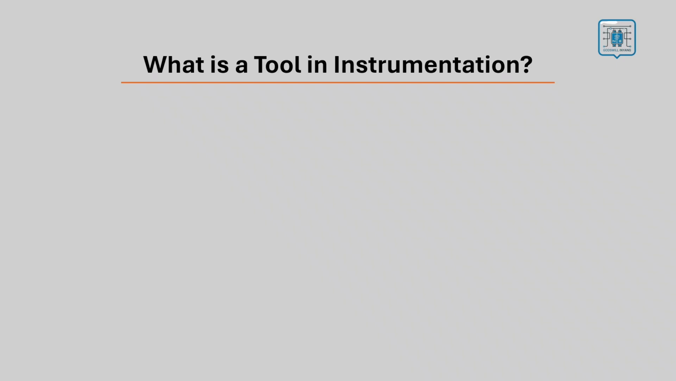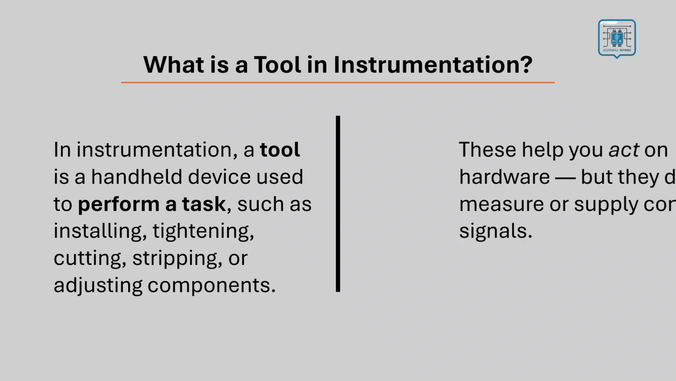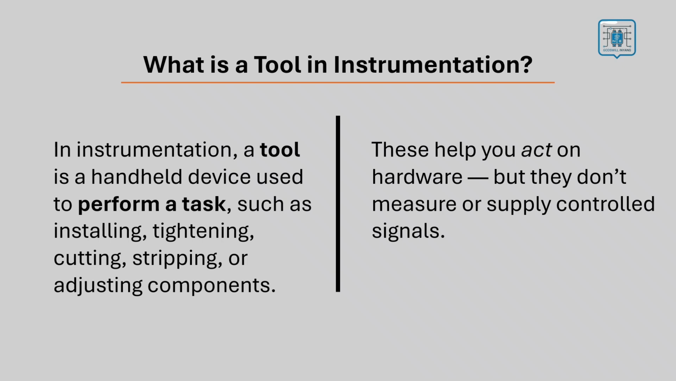Let's start by defining what we mean by a tool in instrumentation. A tool is basically a handheld device used to perform a specific physical task, such as installing, tightening, cutting, stripping, or adjusting components. These tools allow you to act on the hardware, but they don't actually measure or supply any controlled signals. So in simple terms, they help you build, connect, and maintain the system, but they are not used for calibration or testing.